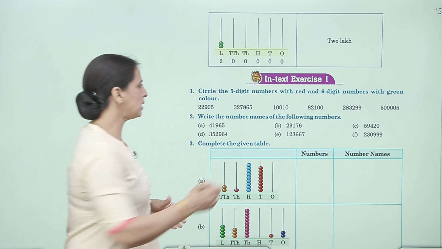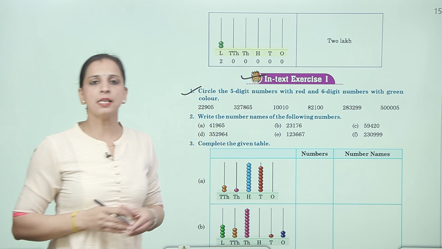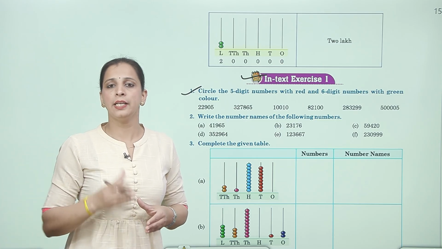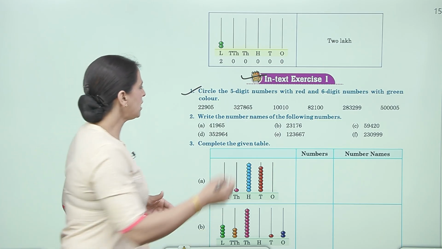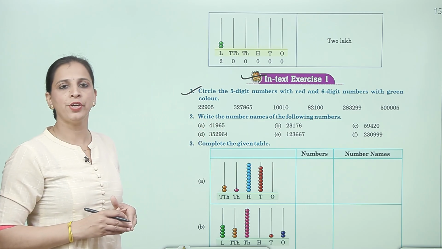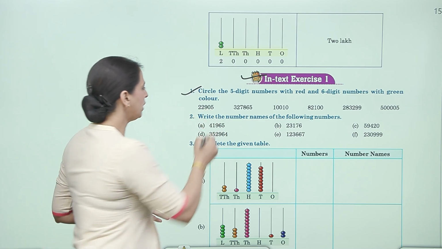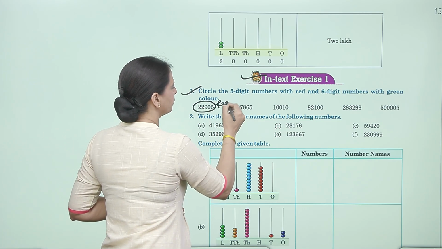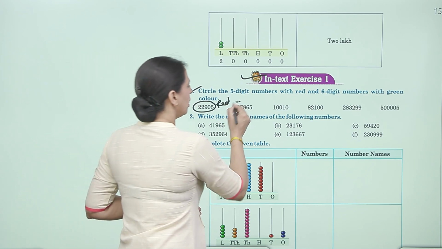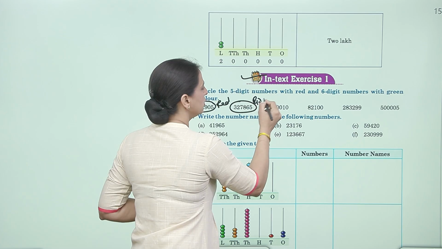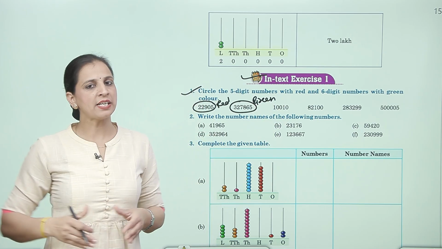Now, in-text exercise 1. Question number 1. Circle the 5-digit numbers with red and 6-digit numbers with green color. Now, first is 22,905. Circle it with red color. And 3,27,865. Circle it with green color. So the remaining parts you will try yourselves.